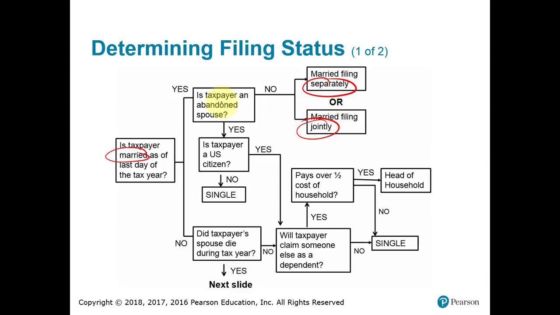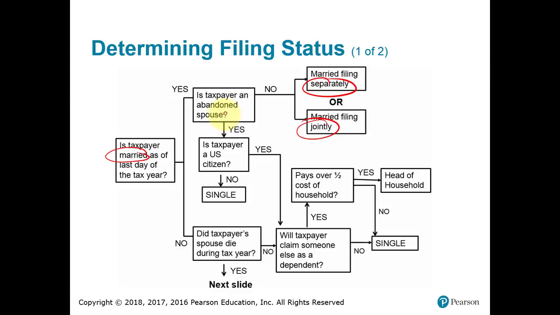Now, if you go back to this question, they talk about something called abandoned spouse. So let's say we're working with one of the spouses in the married couple, and the other spouse has left the home for more than the last 6 months of the year. Not any part of the year, right? But more than the last 6 months. Our taxpayer is considered to be abandoned when they're not living with their spouse for the last 6 months of the year.